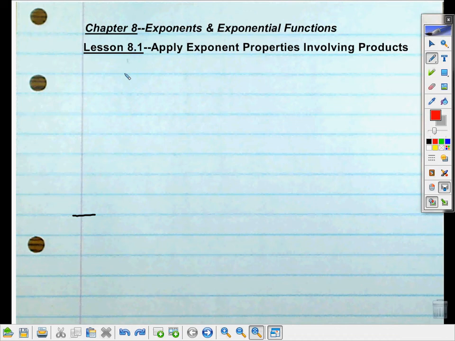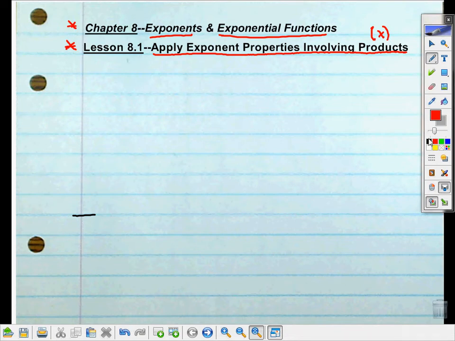Here are your video instructions for lesson 8.1, and this is starting chapter 8. Chapter 8 is about exponents and exponential functions, and lesson 8.1 is about applying exponent properties involving products. And reminder, products means that you're going to be multiplying something, because products are the answers to multiplication problems.